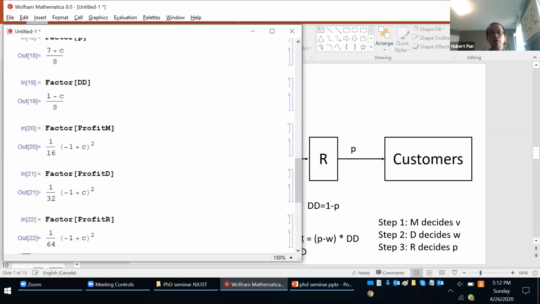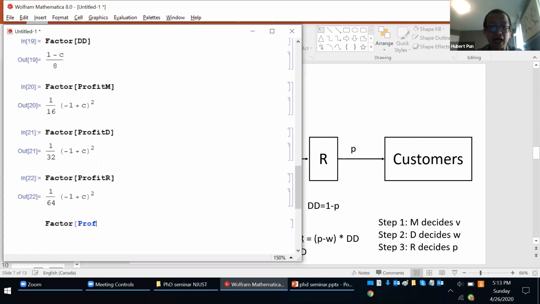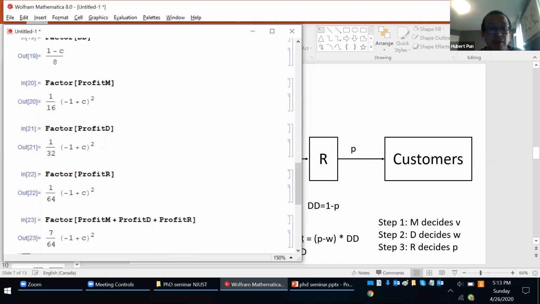We can also look at the supply chain profit. The supply chain profit means we add up the profit of every member of the supply chain. So in this case it would be profit M plus profit D plus profit R. So we have 1 minus C squared multiplied by 7 over 64.